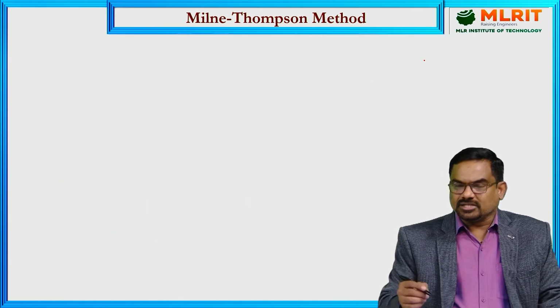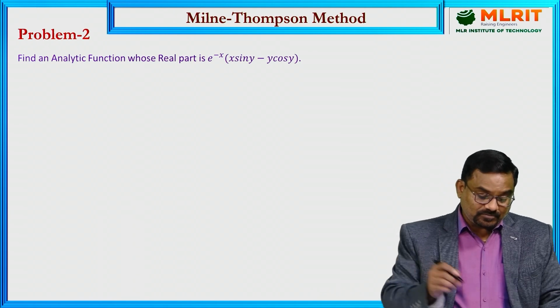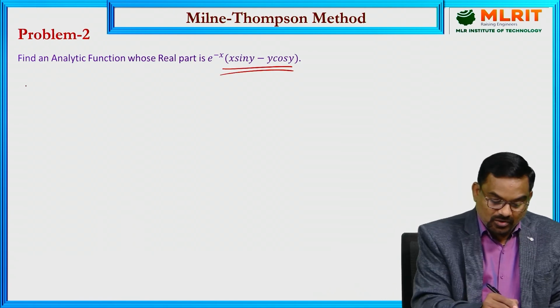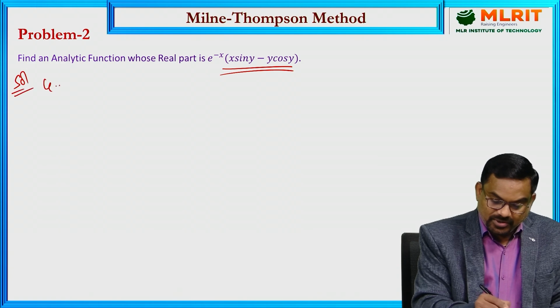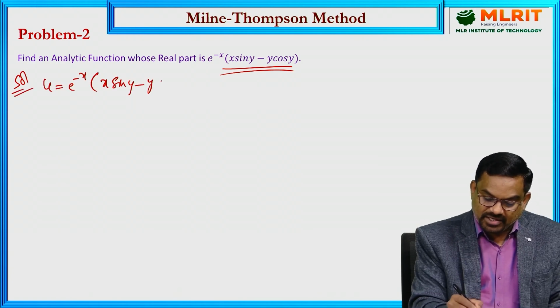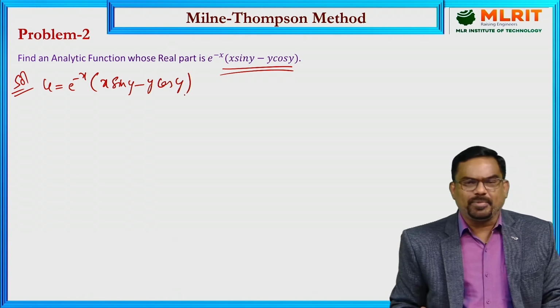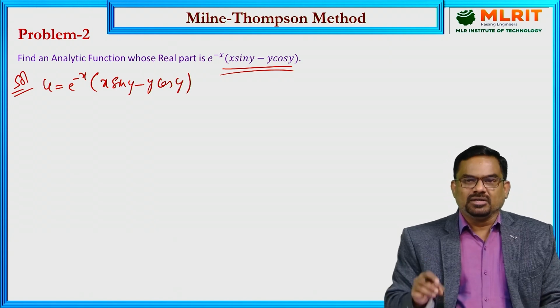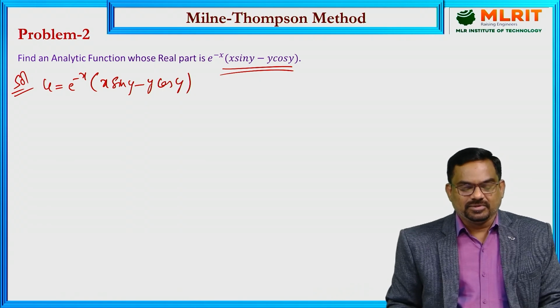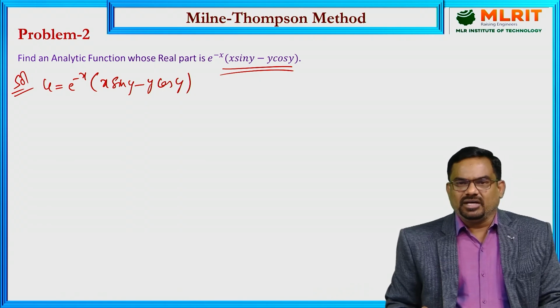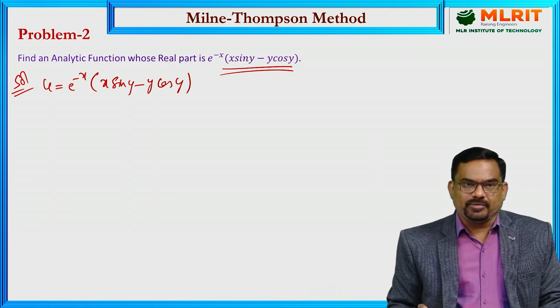Similarly, let us discuss one more problem. Find an analytic function whose real part is given, u equal to e power minus x sin y minus y cos y. So this whole topic, analytic function or harmonic function, depends on finding the partial derivatives. If you know how to find the partial derivatives, you can solve any given problem in this topic.